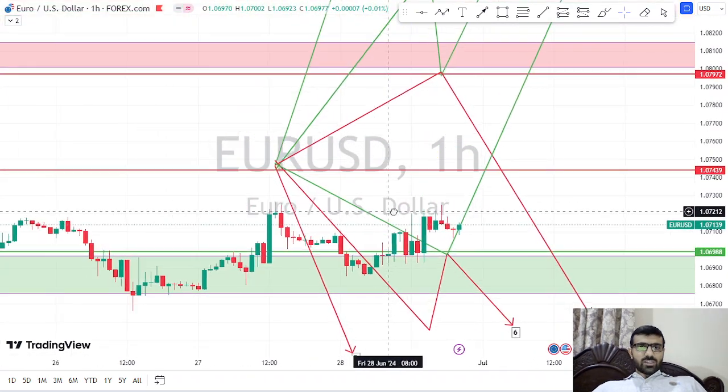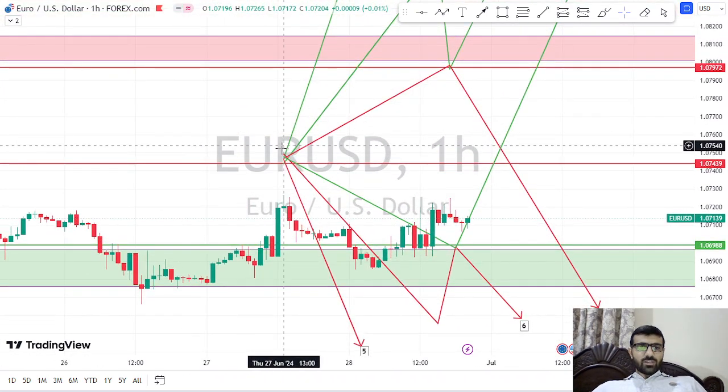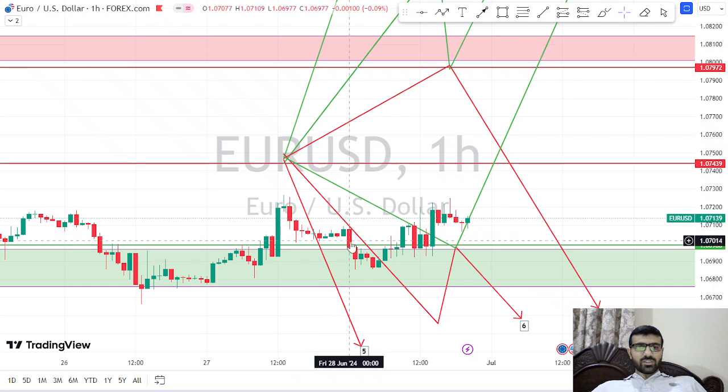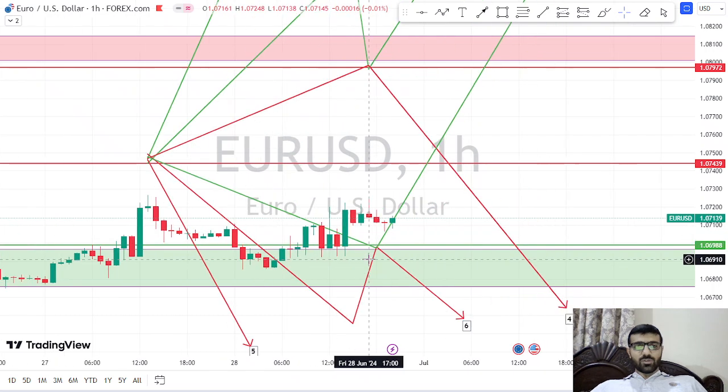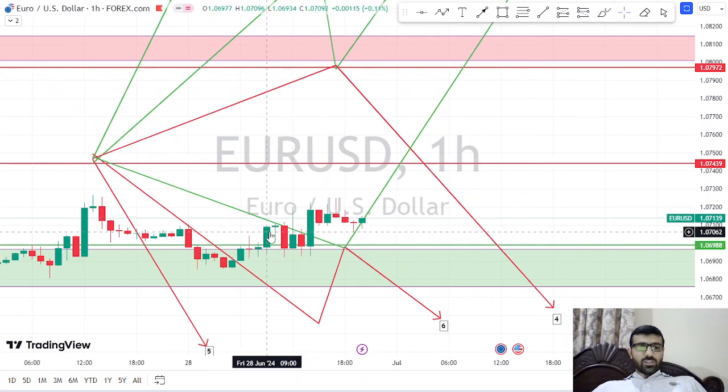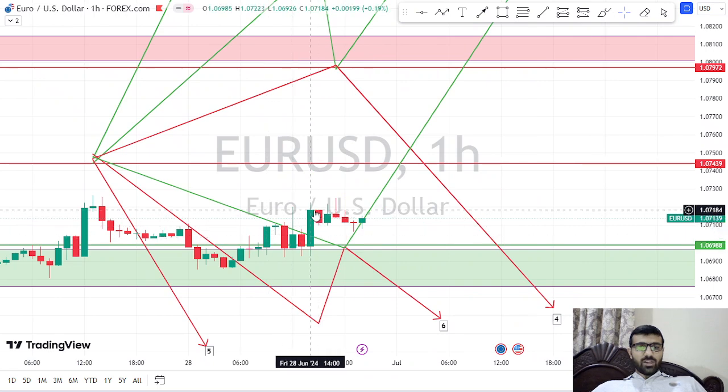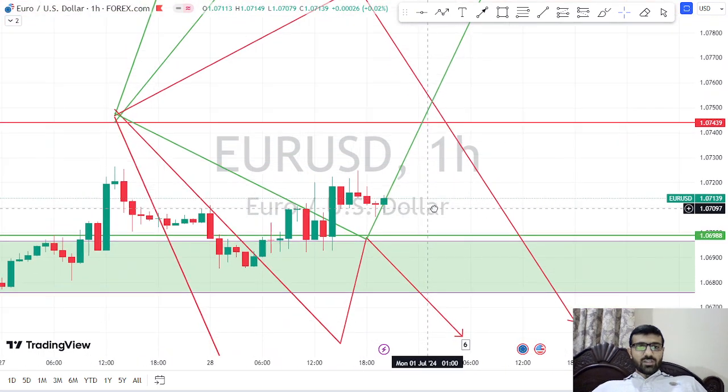Now let us move to the next pair, the Euro USD pair, and let us see how the market behaved in this Euro USD pair. You can clearly see that when we were discussing the market on Thursday, the market was trending over here. The market tested our major area of support, then gave us some opportunities of buying over here, and over here. So the market gave us three opportunities of buying.